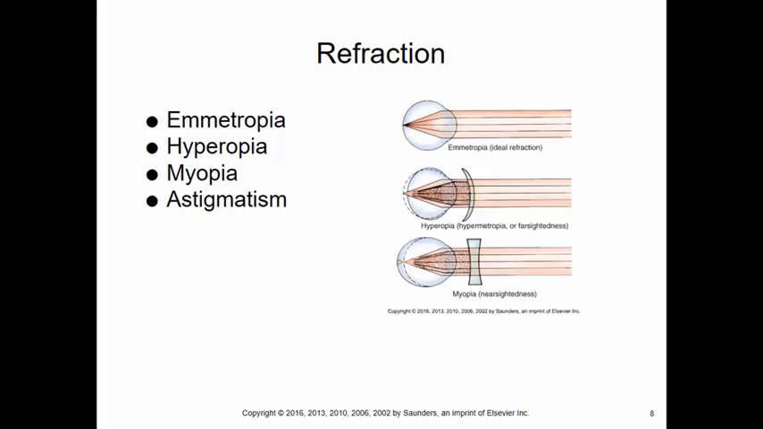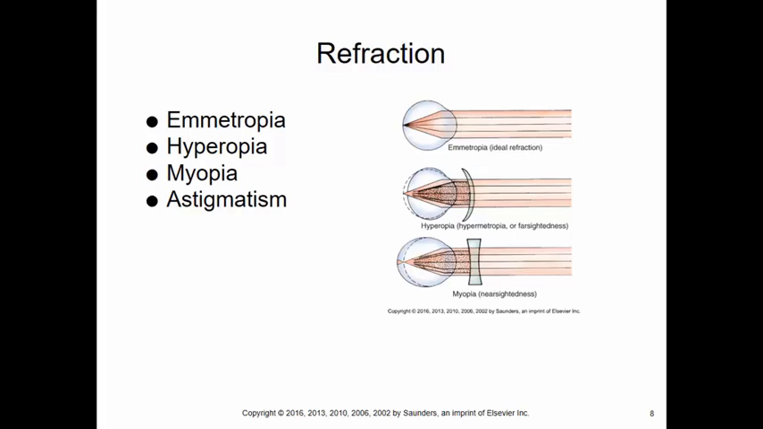Hyperopia or hypermetropia is farsightedness. This occurs when the eye doesn't refract enough light, so images actually converge behind the retina. So distance vision is normal, but close-up vision is poor.